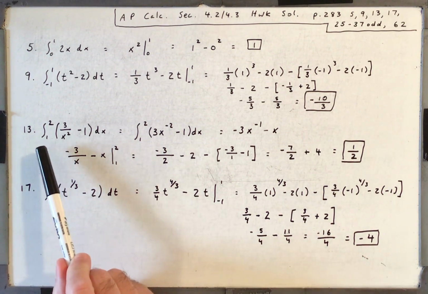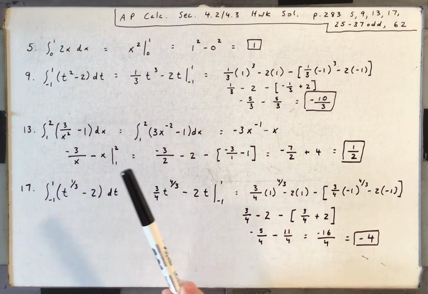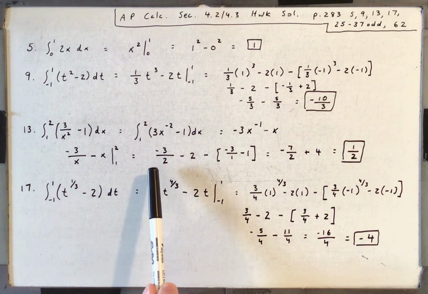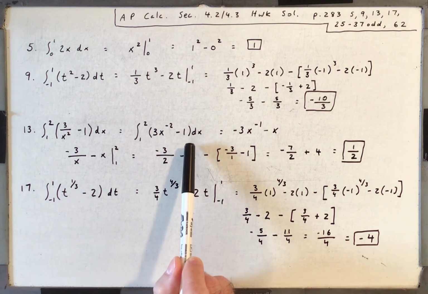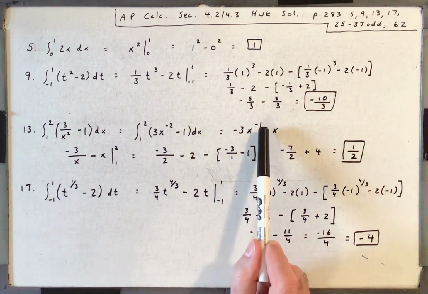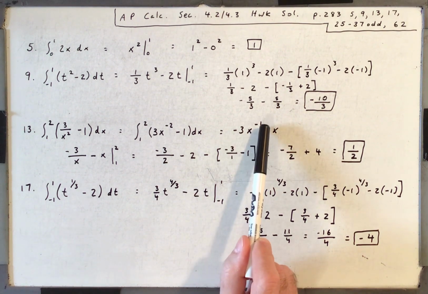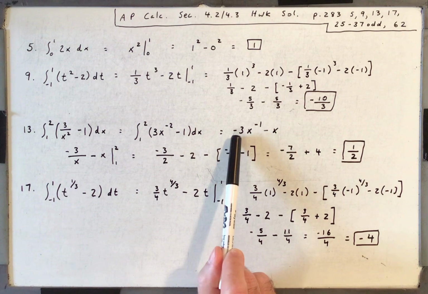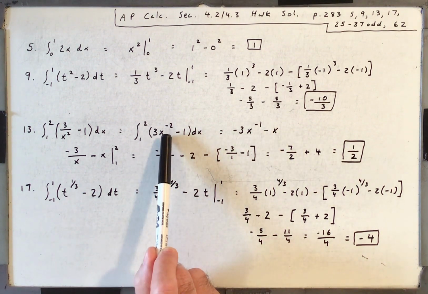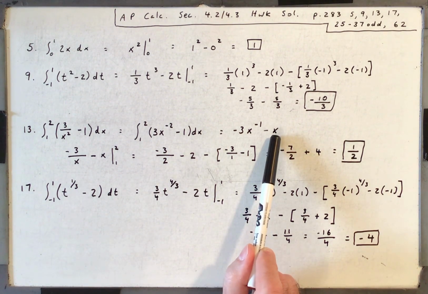All right, number 13, we're going from 1 to 2 of 3 over x squared minus 1 dx. I'm going to rewrite that as 3 over x squared is 3x to the minus 2, and then minus 1. So the antiderivative of 3x to the minus 2, we add 1 to the exponent, -1, and then I need a negative sign out front. So when you take the derivative to check, -1 times 3 would be 3, and then subtract 1 from the exponent would be -2. And then the antiderivative of 1 is x.